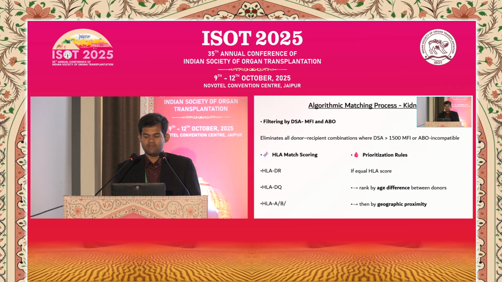So the algorithm performs structured data-driven matching. It first filters out all the combinations with donor-specific antibodies above 1500 or ABO incompatibility.